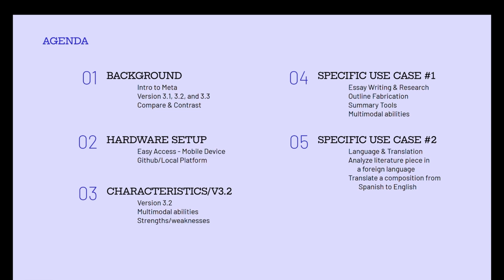Next, I'm going to talk about the characteristics of version 3.2. This version is the version that I'm going to endorse for any of the humanities aspects and applications. It has multimodal abilities, and I'm also going to highlight its strengths and weaknesses and why I think that this is the best version out right now. Then I'm going to demonstrate 2 specific use cases. One is going to be focused more on writing and fabrication, and the second is going to be more focused on language and translation, similar to something that you would see in a Spanish literature course.